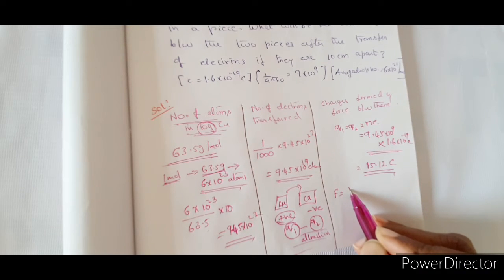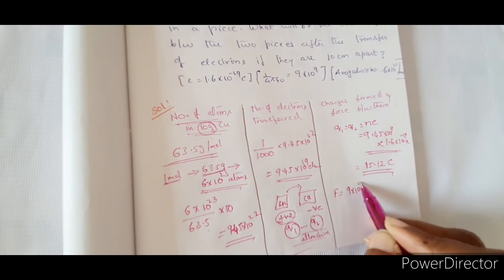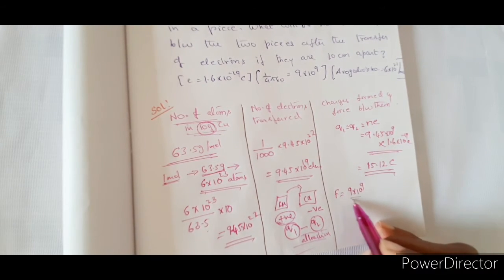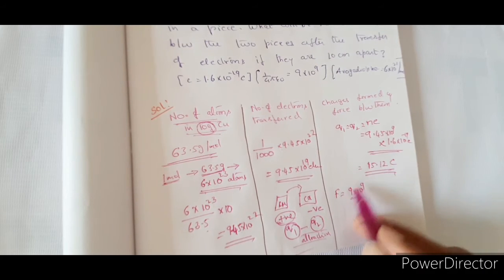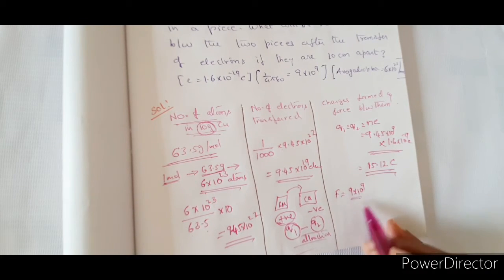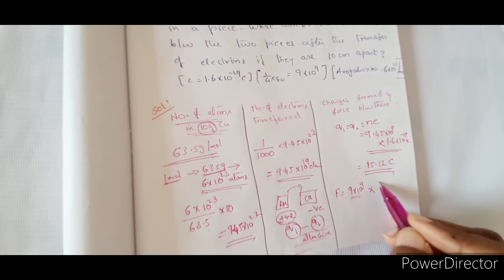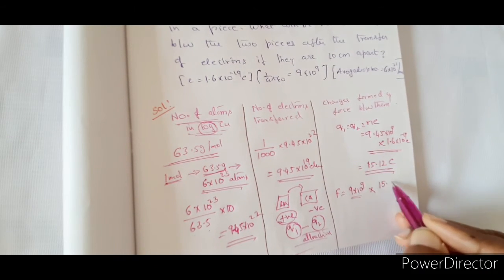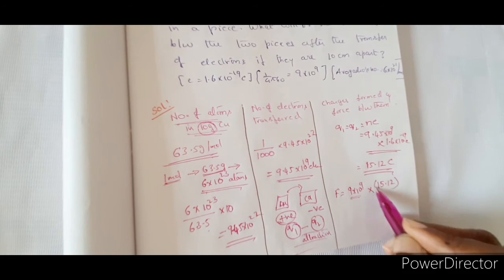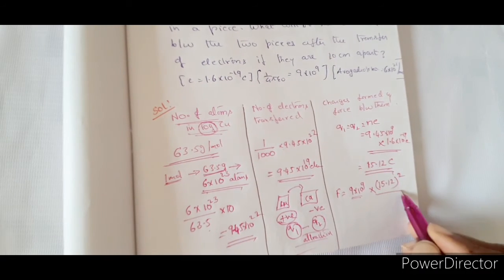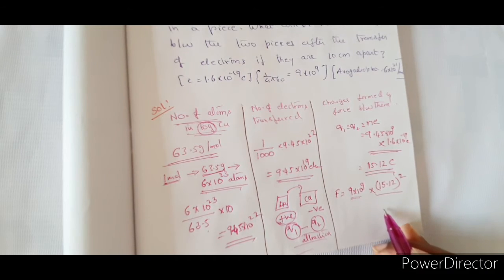So what is that value? 1 by 4 pi epsilon naught value is 9 into 10 to the power of 9, right? So we need to simplify this. Therefore we are taking that value: 1 by 4 pi epsilon naught is 9 into 10 to the power of 9, into Q square, that is Q1 into Q2. Q1 is equal to Q2. Therefore it is Q square by D square.